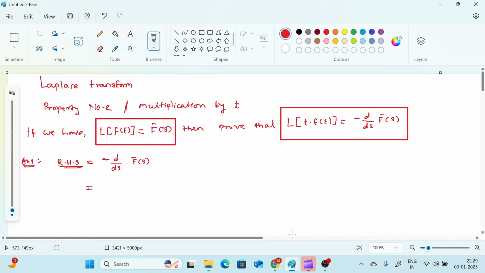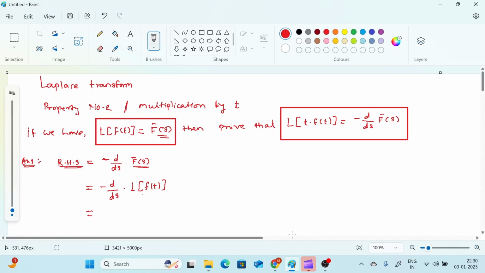So now for f bar of s, I can write Laplace f of t because this is given to us. So minus d by ds into Laplace of f of t. I have mentioned Laplace f of t here because we have been given the condition that Laplace f of t is equal to f bar of s. So we have f bar of s here, so I have written Laplace of f of t at this place.